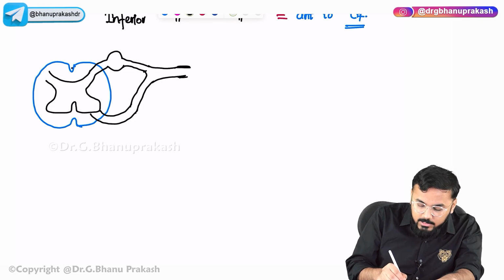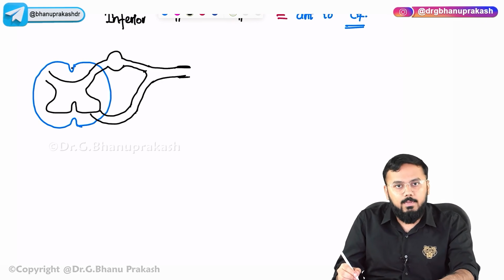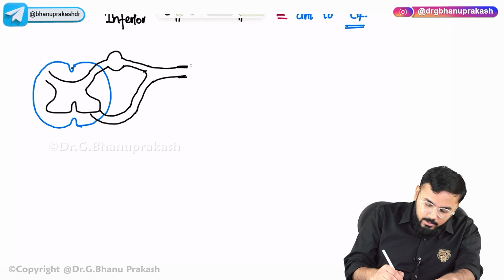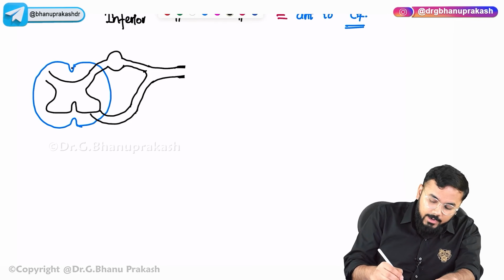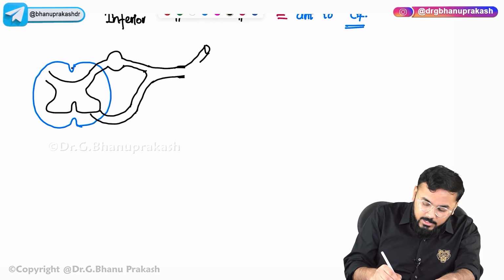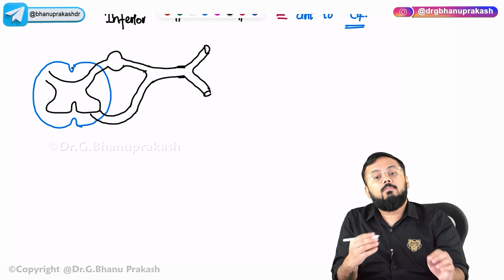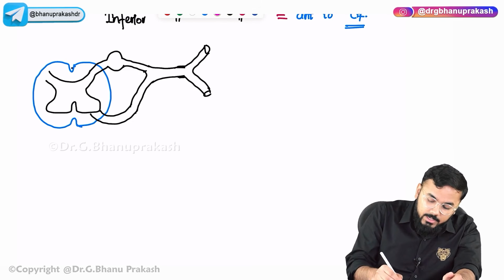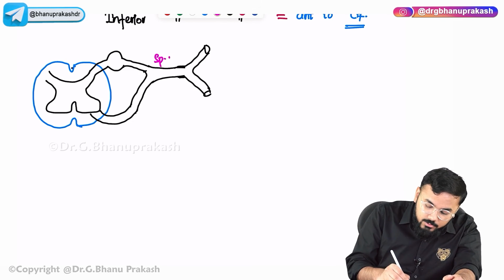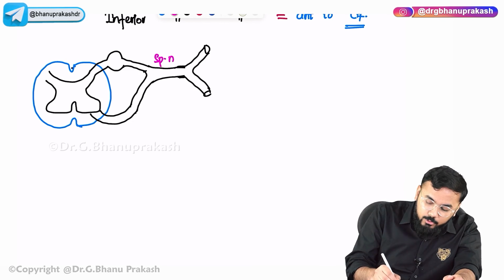Spinal nerve. What is this? This is what is called your spinal nerve. Now this particular spinal nerve will divide into two important branches like this. What are these two important branches to which it is dividing? One is called a ventral ramus, another one is called a dorsal ramus. So this spinal nerve is dividing into two rami.